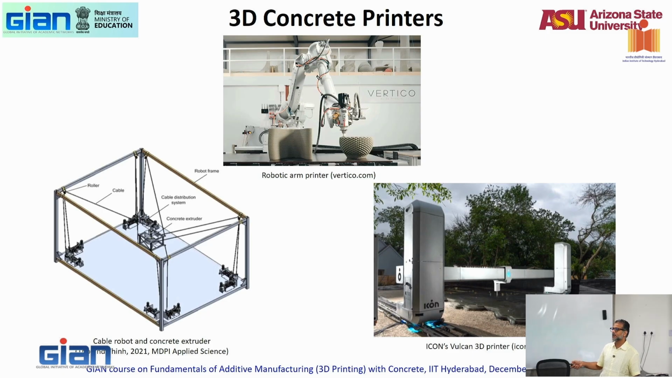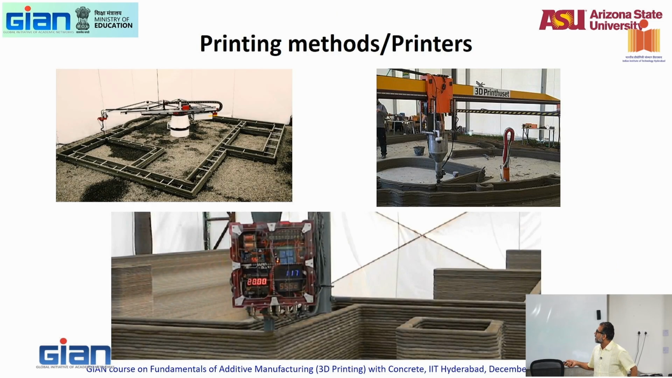Oak Ridge National Lab in the US came up with this very nice cable controlled one that could do it, but it wasn't really popular. Icon is this company in Texas which actually built about 200 houses, 3D printed houses in a big 3D printed park, and the company is almost going out of business after doing all of that. But they came up with their 3D printer called Vulcan, which is a gantry system, but a much bulkier version. It's a very unique kind of system.